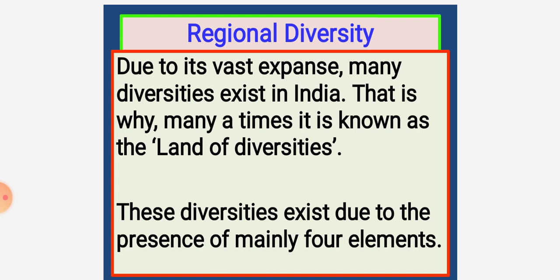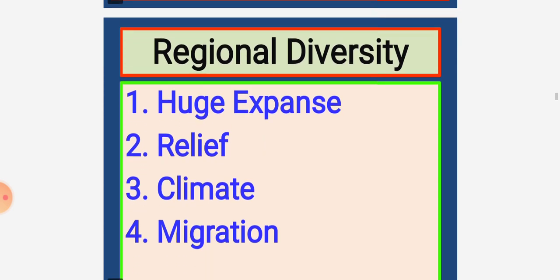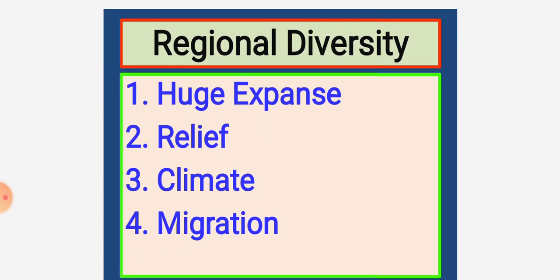These diversities exist due to the presence of mainly 4 elements. So much diversity, so much variety, so much difference is there among the people of India. But the basic 4 elements which are responsible for this diversity are huge expanse, relief, climate, migration. So let's discuss how they are responsible for regional diversity.